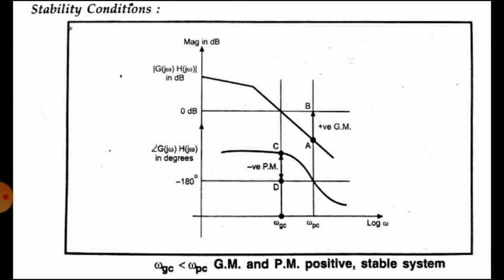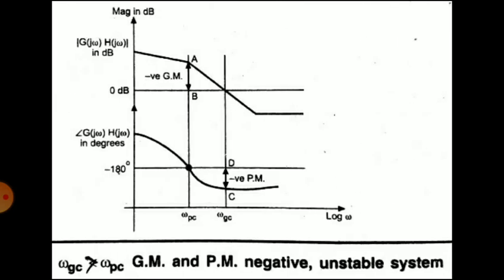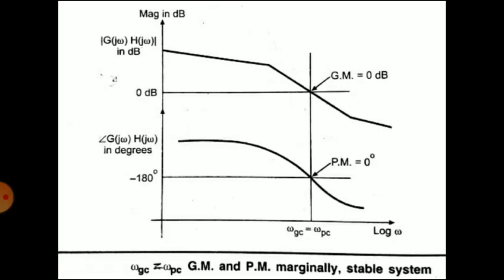Now you can find out the stability conditions from this graph after finding out GM and PM. If omega GC is less than omega PC, GM and PM are positive, so you can see it is a stable system. If omega GC is greater than omega PC, GM and PM are negative, and it is an unstable system. And if omega GC is equal to omega PC, it is a marginally stable system. So that is the analysis of the system at the last.